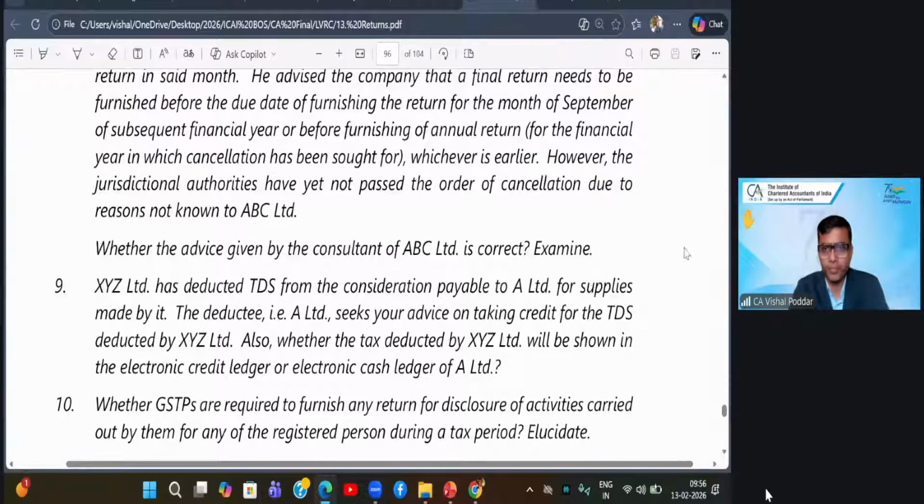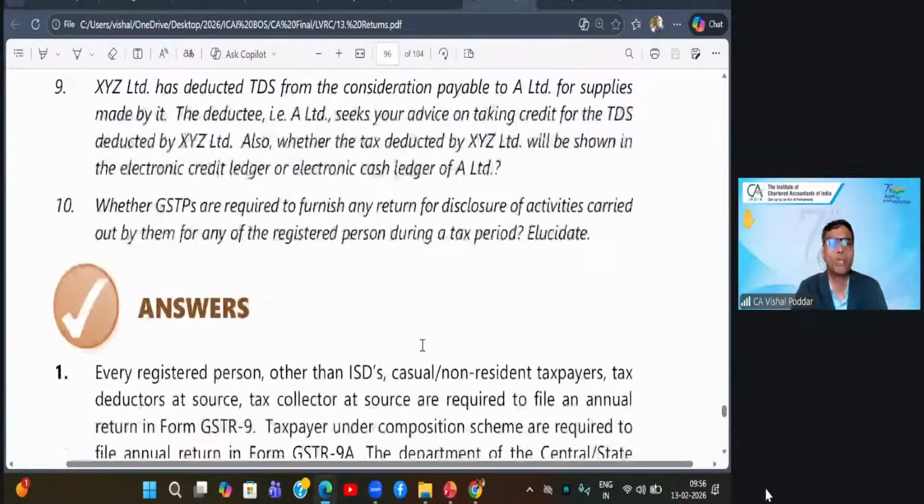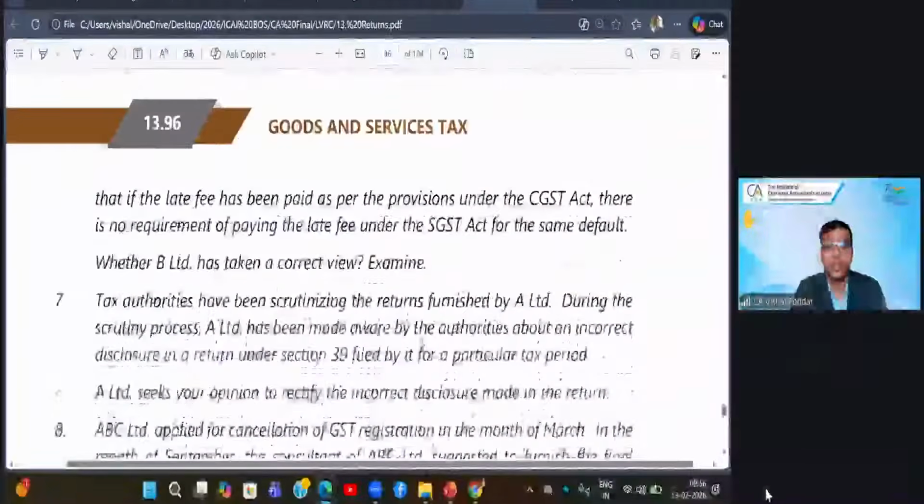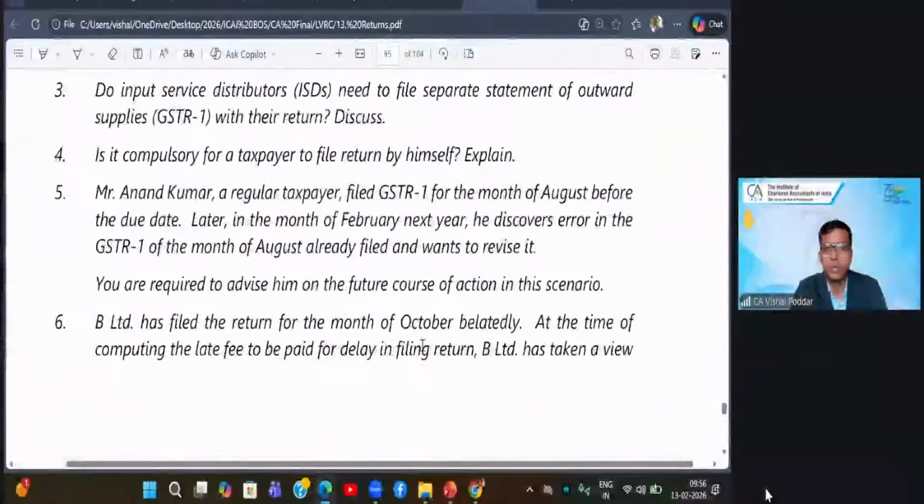So the answer is, can you take the credit for TDS? Answer is yes. And also where it will be shown: in your cash ledger. So this is done.